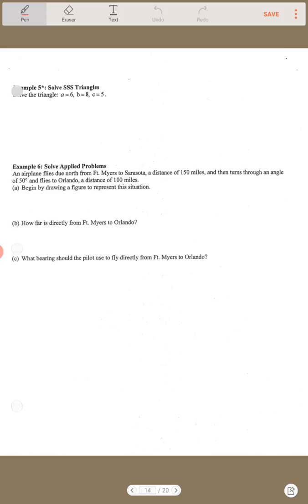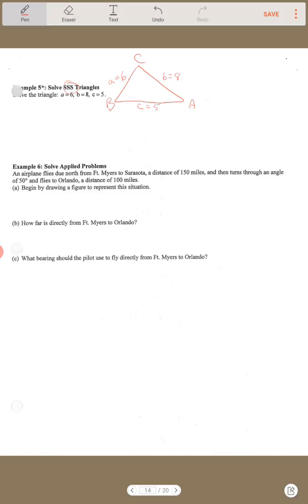Example 5. Solve the triangle. So if you'll notice, we do have 3 sides, so that'll be a side, side, side. That's a congruence theorem again, so just like the last problem, we'll get a unique triangle. Let's just label the sides as a equals 6, b equals 8, and c equals 5, and then just put the respective angles where they belong. And it looks like all we need to do then is find the angle measures.